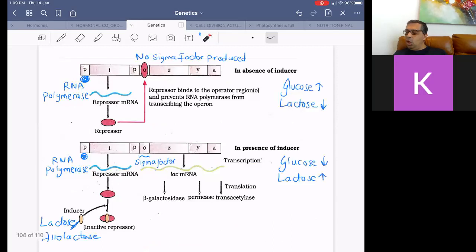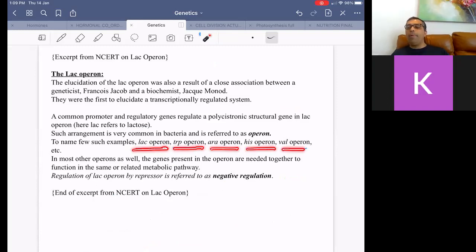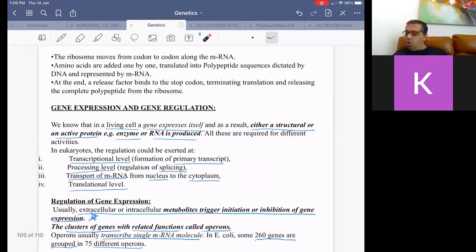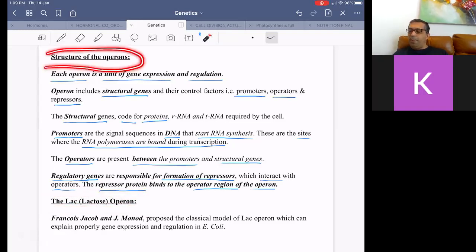For example, you have operons called Lac operon, lactose operon, tryptophan operon, ara operon, his operon, val operon. ऐसे अलग अलग टाइप के operons हैं, which are clusters of genes. Of all these operons, the most famous one is the Lac operon or lactose operon, and we will study that. But first, what is the structure of an operon?